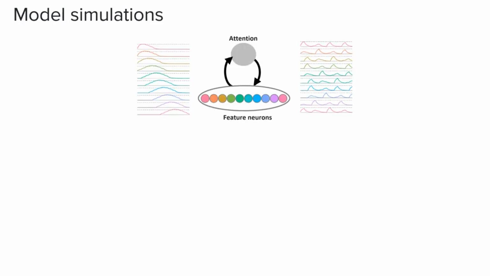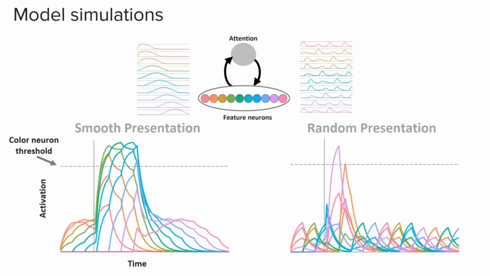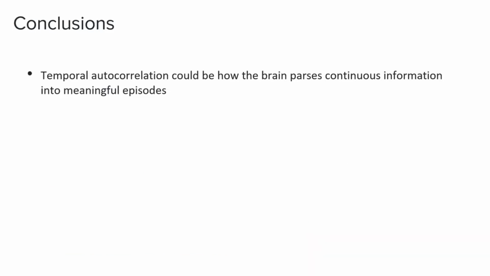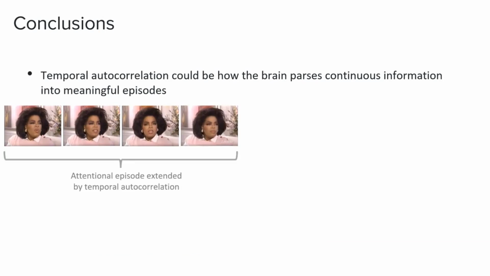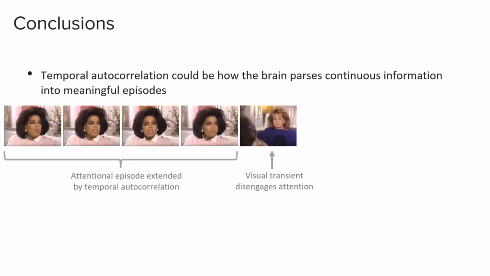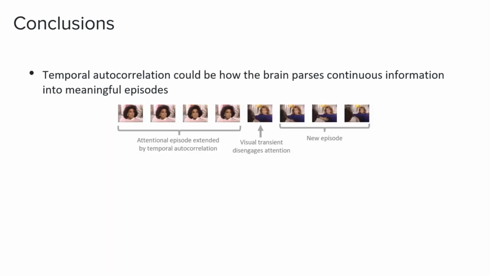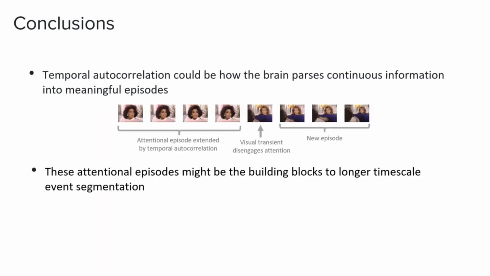Now, if we apply this attentional circuitry to the simulations we saw before for the smooth and random conditions, we see that the greater activation in the smooth condition extends attentional engagement and results in later presented colors being excited over threshold compared to the random condition. It could be that the visual system uses temporal autocorrelation to parse continuous information into meaningful episodes, using visual transients to make meaningful separations. And potentially, these attentional episodes might contribute to longer timescale event segmentation.